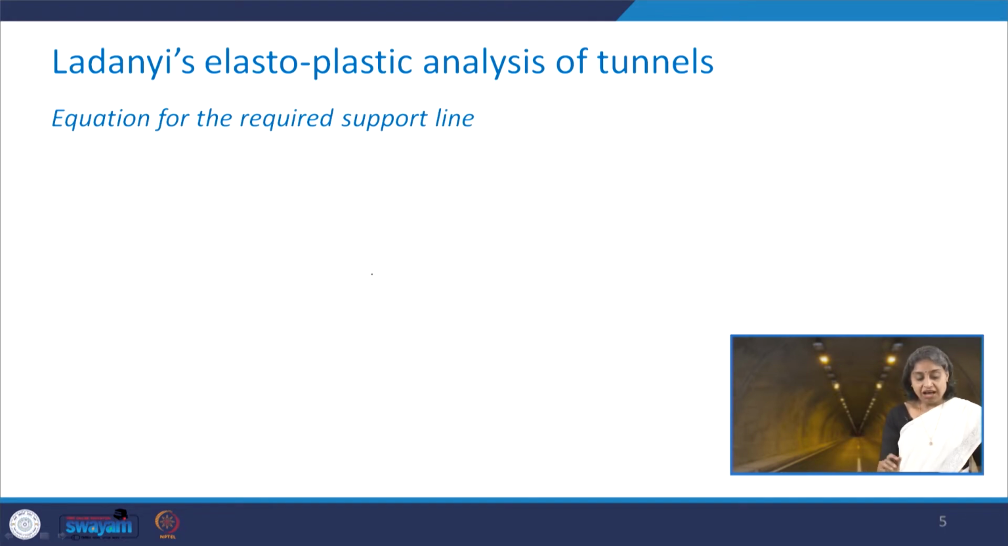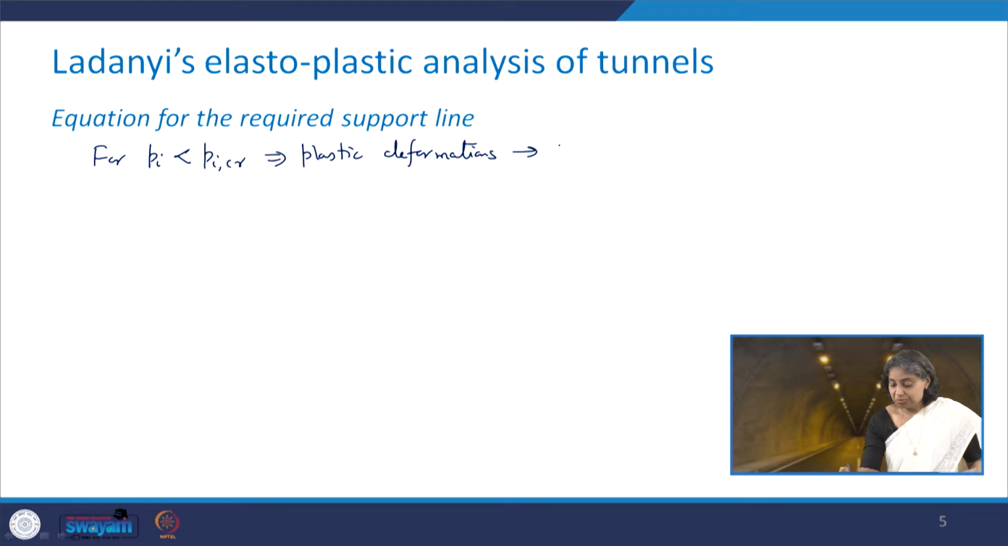Then we have the equation for Pi less than Pi critical. The plastic deformations are going to be there in this case, and these are represented by equation number 18. So let us see how the required support lines for the rock surrounding the tunnel look.